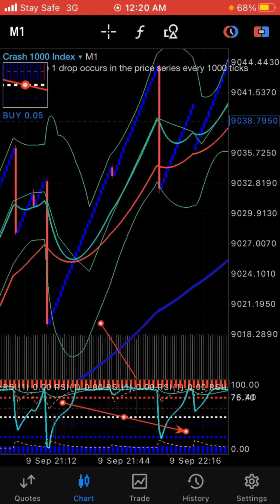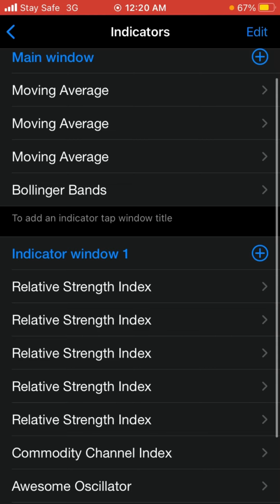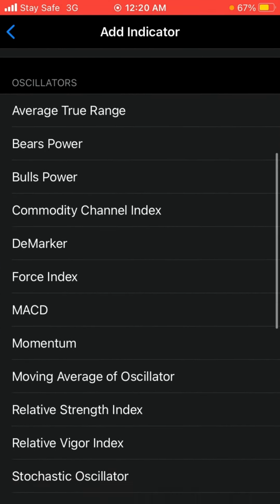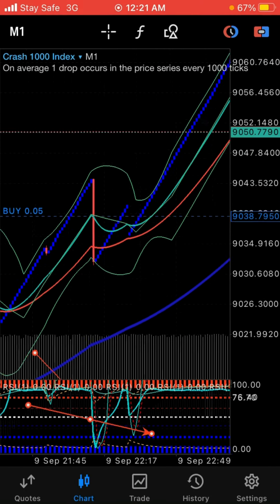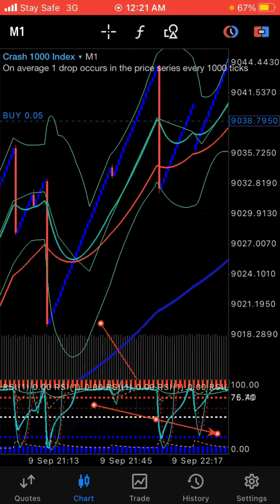So for confirmation, I have to show you my confirmation when I enter trades. So this is it. My stochastic is a very super indicator. This is how you set it: K period 5, D period 3, and slowing 3. Yes, this is how you set it, like this. Boom. Why I added the stochastic with the Bollinger Band is to show us that this is a perfect strategy.